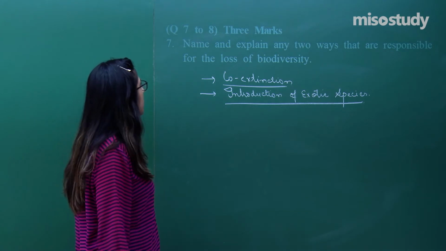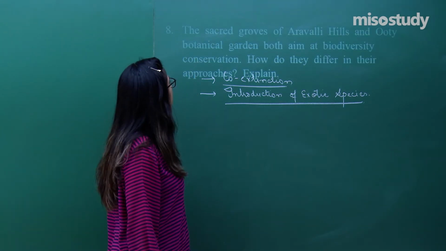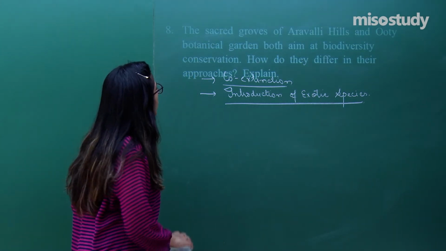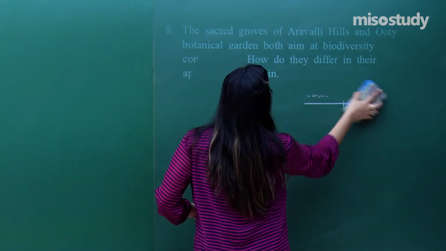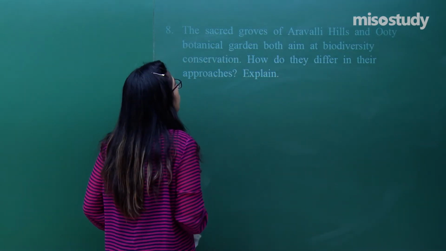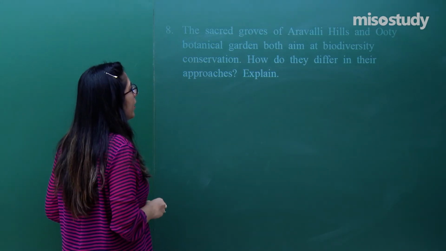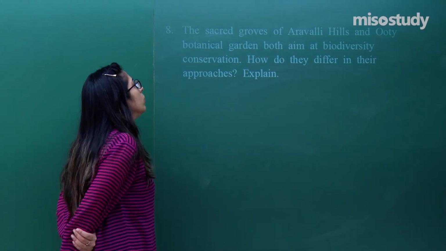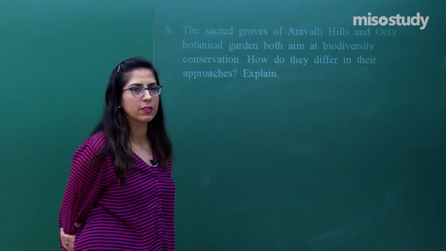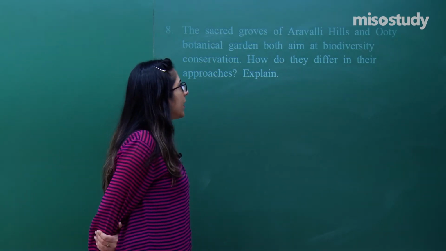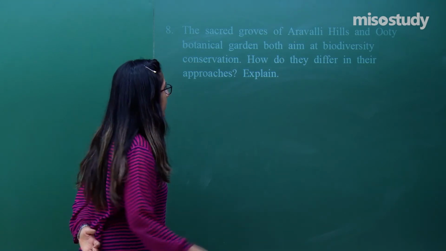The next question is question number 8, which is also a 3 marks question. The sacred groves of Aravali Hills and the Ooty Botanical Gardens both aim at biodiversity conservation. How do they differ in their approaches? Sacred groves in Aravali, let's write about it.